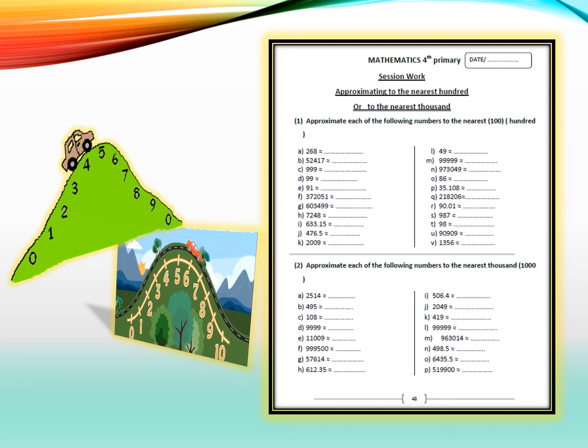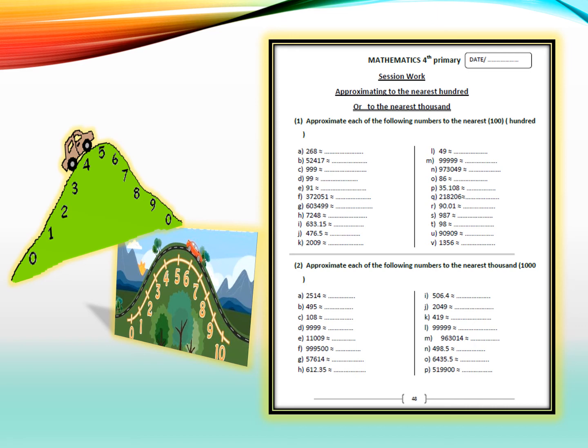Let's make an approximation to the nearest 1000. In this case, we will look at the number in the thousands place and look at the number on the right, whether it is strong or weak. Let's take the first example, number A. We have 2514. The number in thousands is 2, and the number on the right is 5. I ask myself if 5 is strong or weak. 5 is a strong number, so it will give 2 one. 2 becomes 3, and 5 becomes 0.